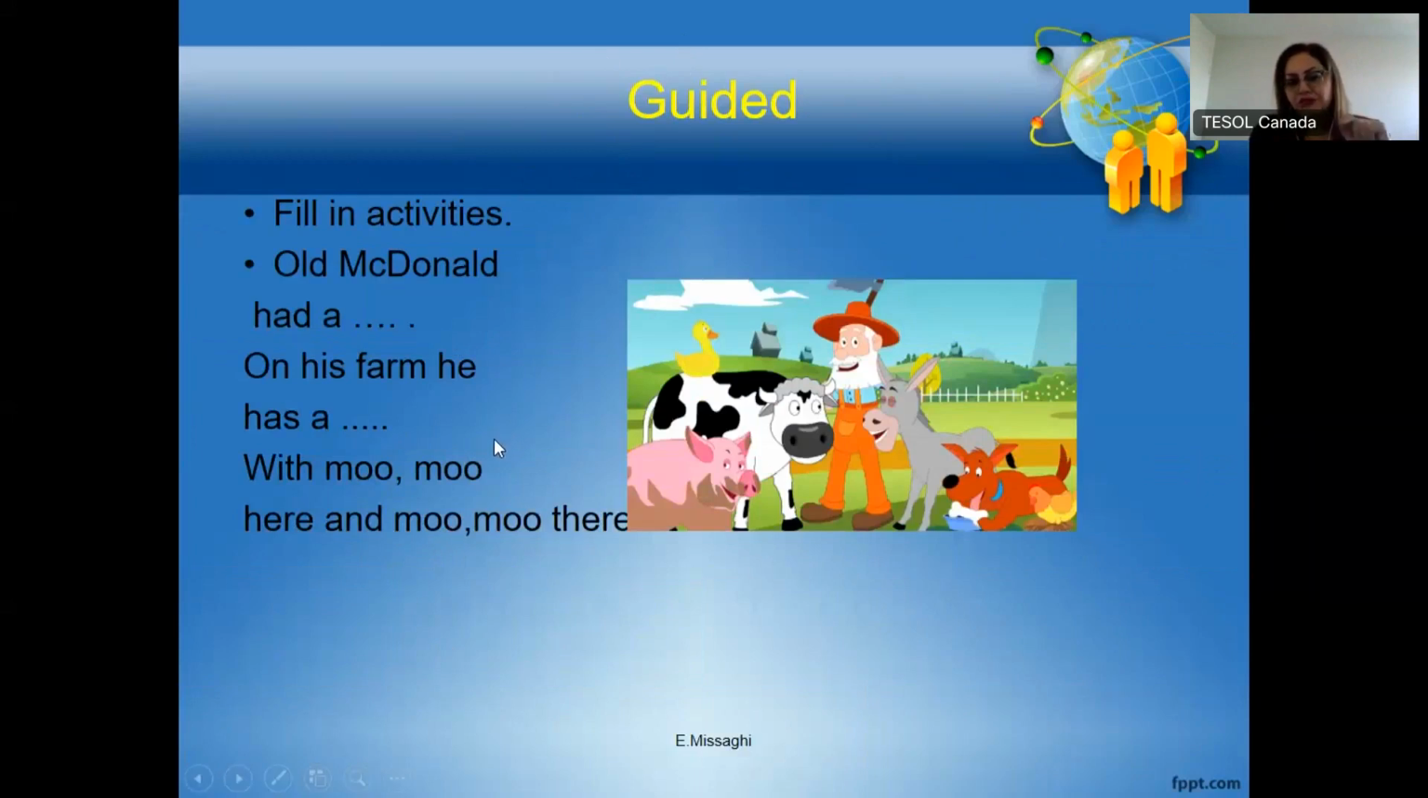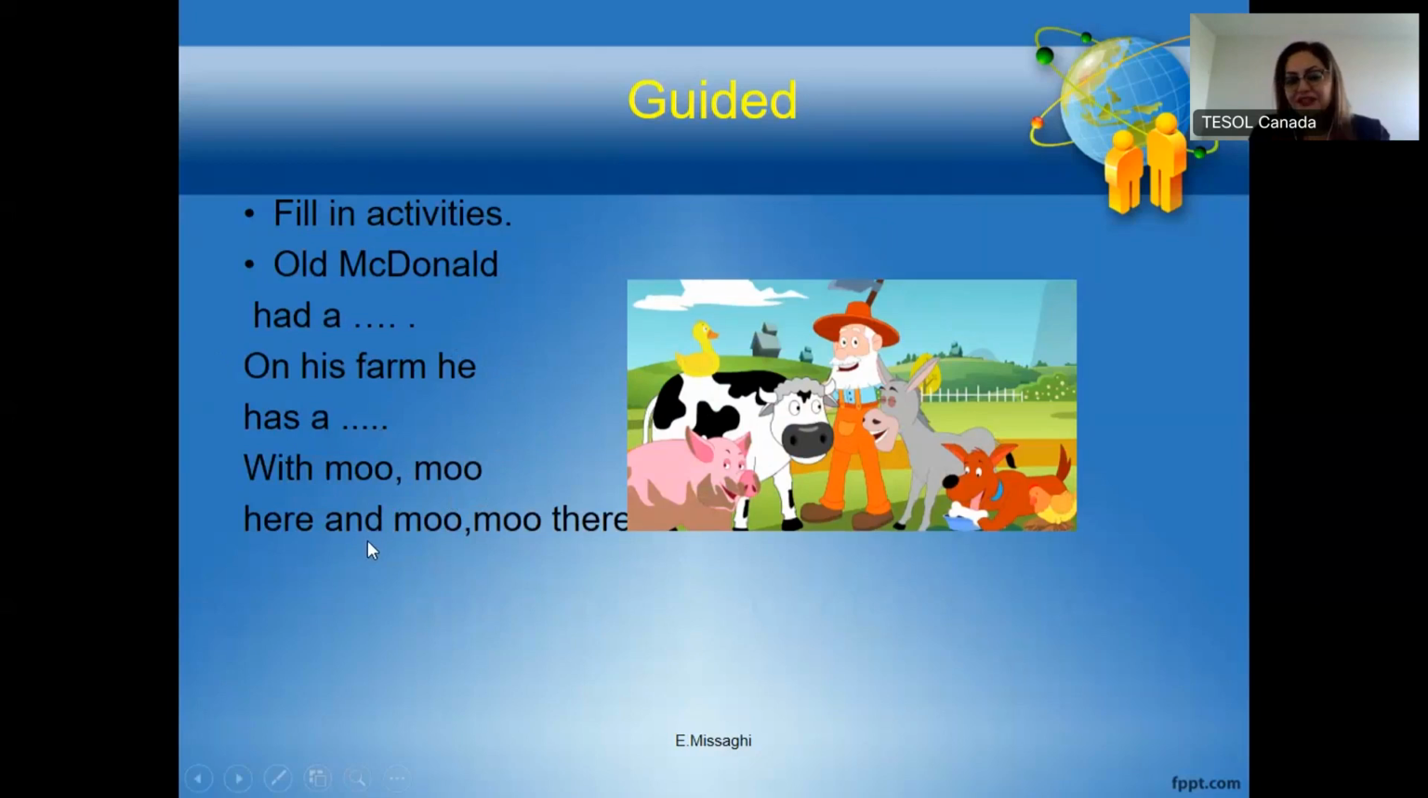E-I-E-I-O. I'm not sure if you can remember this. That was a very famous one when I was a child. And on his farm he has a cow. So they listen and write cow. With a moo moo here and a moo moo there, here moo, there moo, everywhere moo moo. Old MacDonald has a farm, E-I-E-I-O.